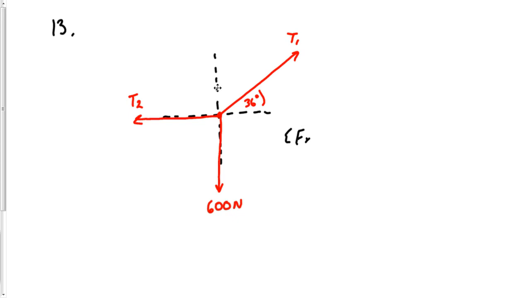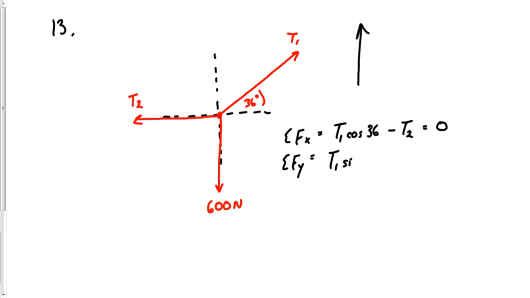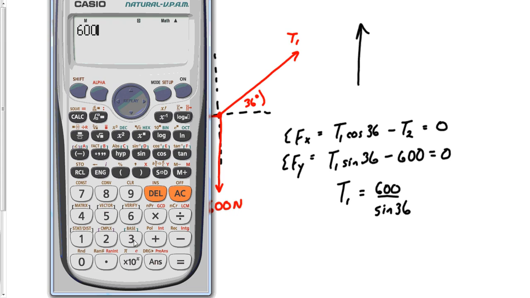And you do your sum of the forces X and your sum of the forces Y. You did this a gazillion times. T1 cosine 36 minus T2 equals 0 because it's stationary, it's static. Then for the y's, the only thing pointing up is the T1. So T1 sine 36 minus the only thing pointing down is the 600. And the physics is over. If you want to find your T1, T1 would just be 600 over sine 36. And then once we have T1, we can just substitute back in and get the other value.